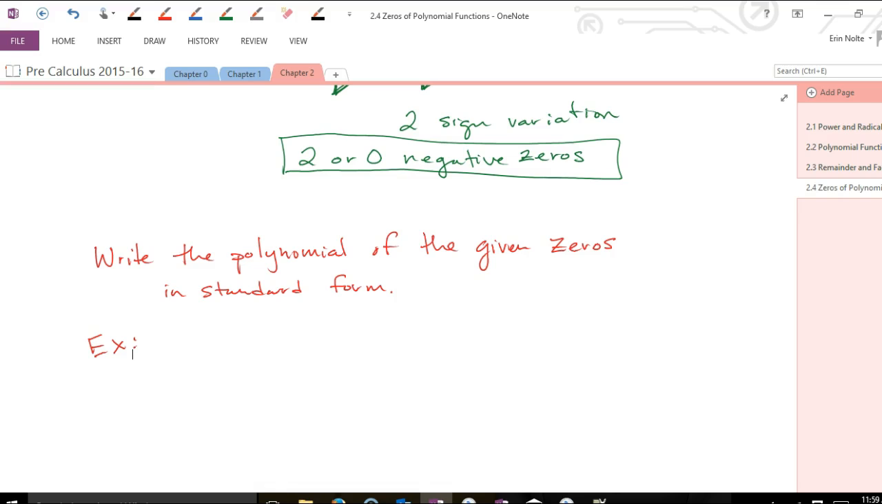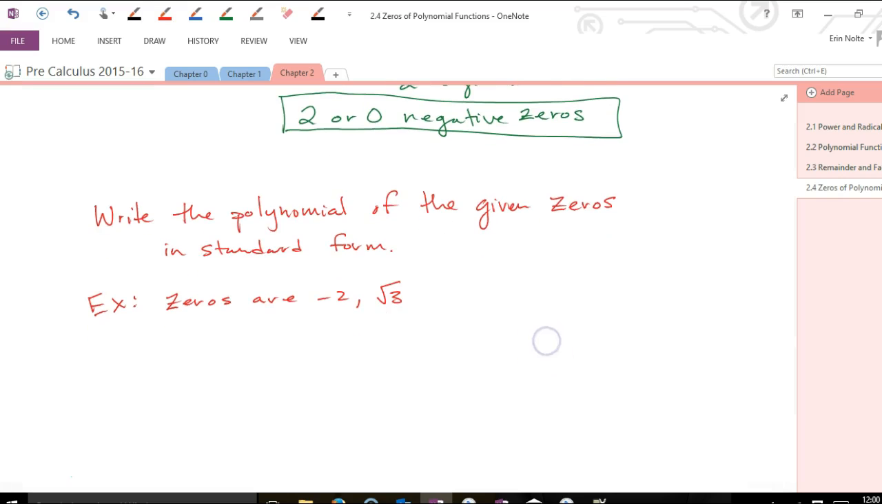So if you're given zeros, let's say your zeros are, let's say, -2, I'm going to keep it quite simple here, and the square root of 3. There we go. Okay, so if you're given zeros and asked to come up with a polynomial that creates those, first you're going to come up with the quantities that give you those zeros, and then potentially if they say specifically to write in standard form, you have to FOIL it all out.